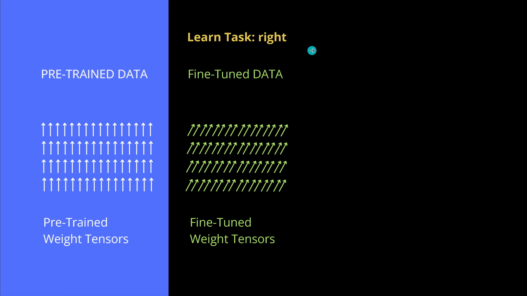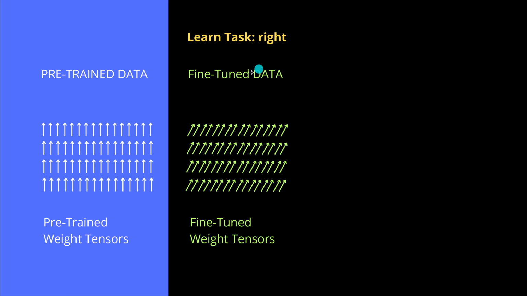Now, after the training, the pre-trained weight tensors are all aligned, and the system learned all the tasks that were encoded in the pre-training dataset. And let's say we just want one task: go in a straight line. Now we have a new task. The new task is simple: just go a little bit to the right-hand side.